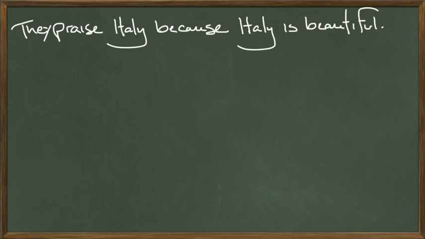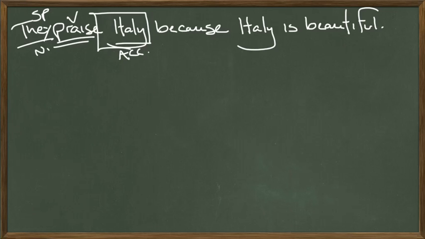So here we go. We have this sentence: they praise Italy because Italy is beautiful. Subject of the sentence, they, it's a subject pronoun. It goes in the nominative case. What are they doing? They're praising. Verb. What are they praising? They're praising Italy. And we have the main sentence right there. Italy's in the accusative case because it receives the action. It's the direct object. We're basically done.